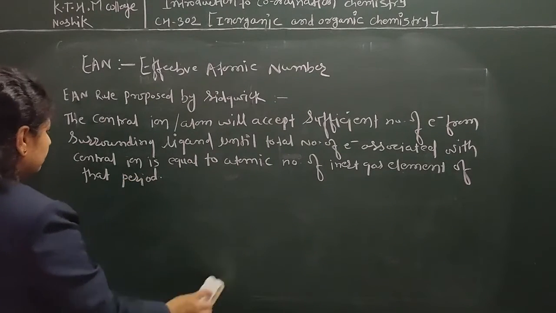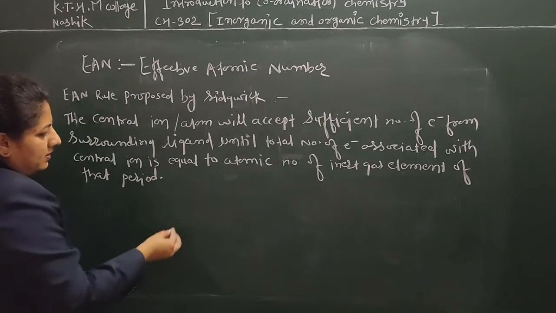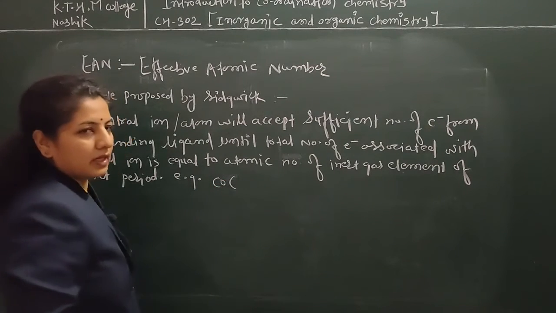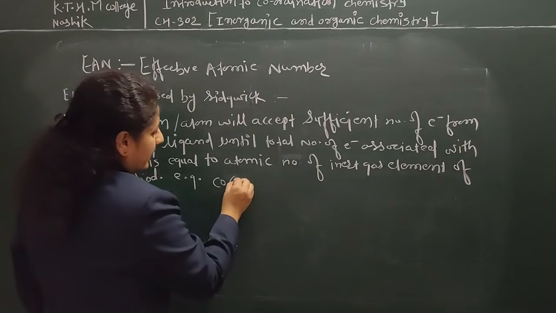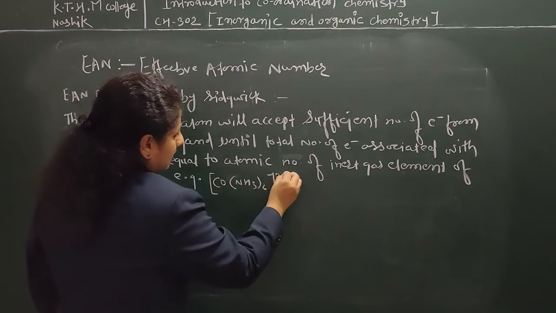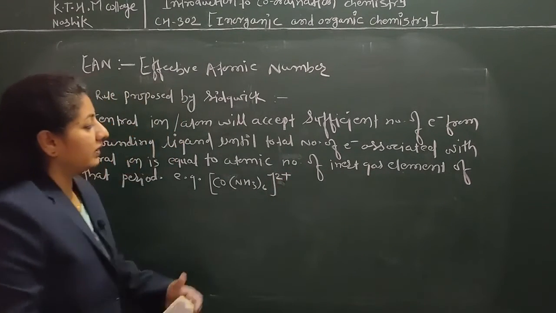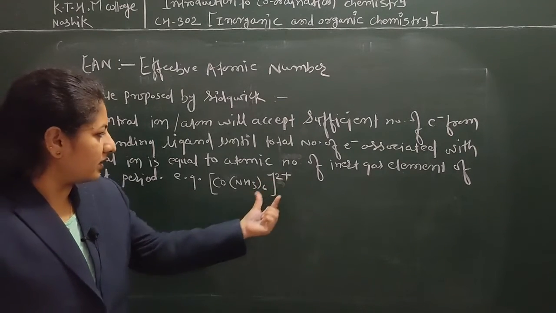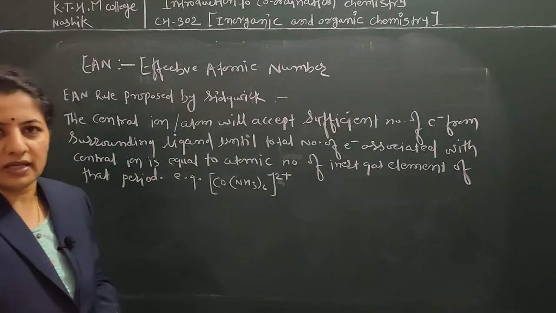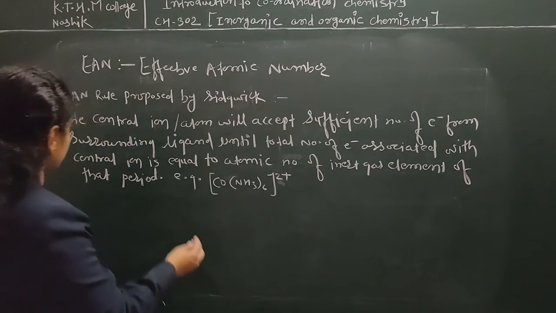So here we take an example of a complex, that is the hexaammine cobalt complex, with a +2 oxidation state on the complex. Now what is the formula of the EAN rule? There is a simple formula for the calculation of the EAN rule. So let's see the formula.